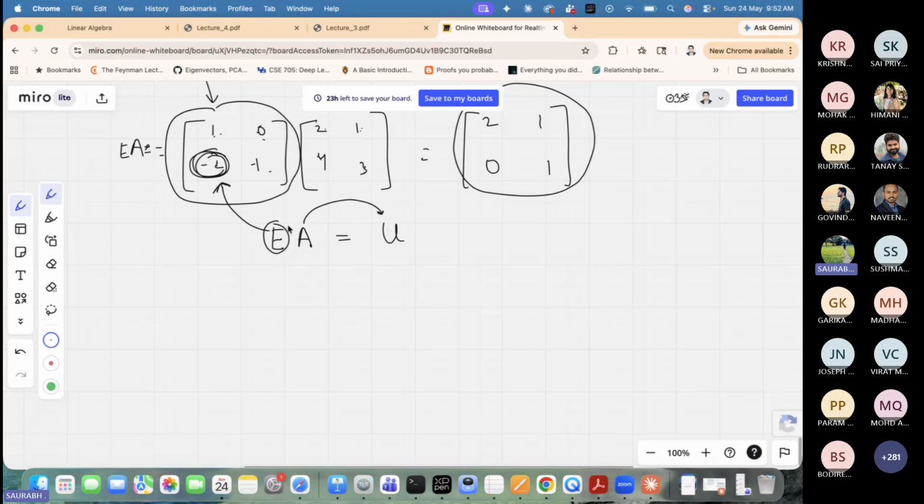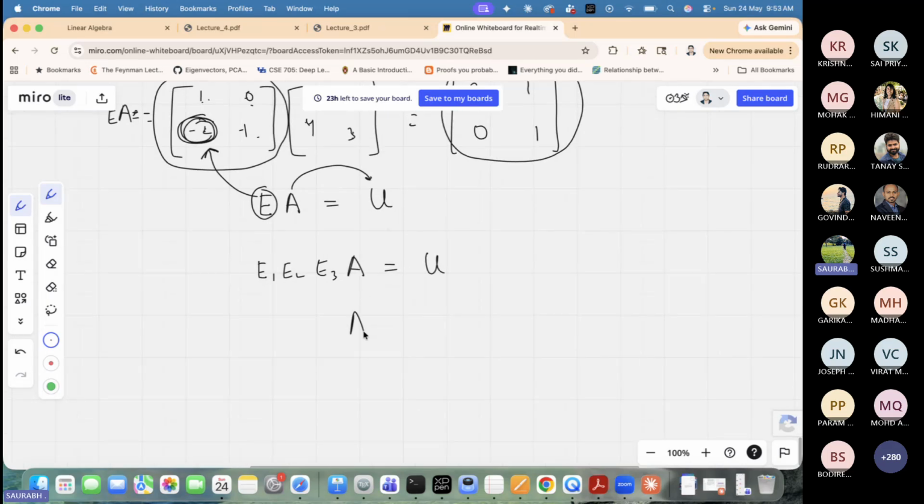We were able to get to the upper triangular matrix with only one transformation, but you eventually keep doing this multiple times. There could be multiple elementary matrices. Think of it as E1, E2, E3. There are three transformations that you did. Then you multiply them with A, and you eventually get to U. Or else what you can write is A is equal to (E1, E2, E3) whole inverse of U. That's what it is, right?